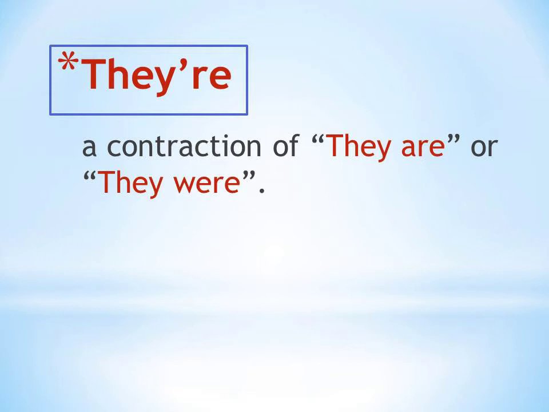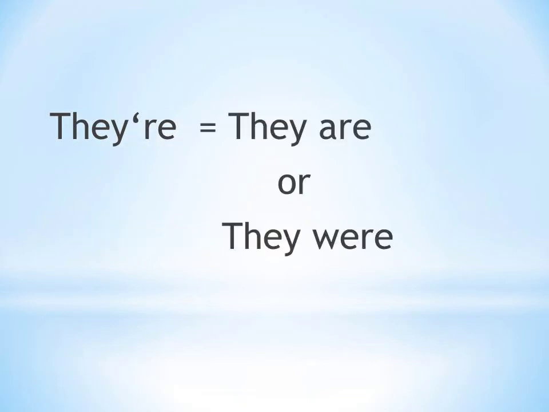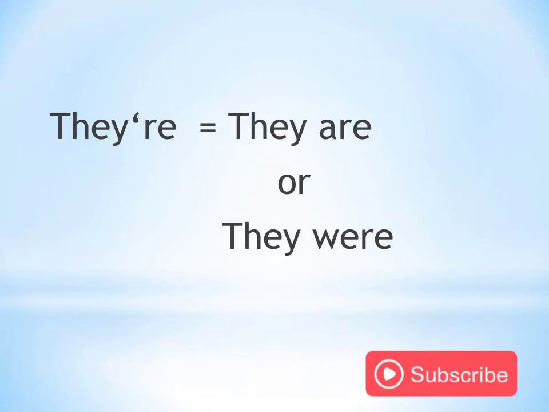They're is a contraction of they are or they were. Two words, they and are, combined together. To contract these words, we remove the a, replace it with an apostrophe, then get the words together. But even if we contract these words, the meaning remains the same. They're is the same as they are or they were.